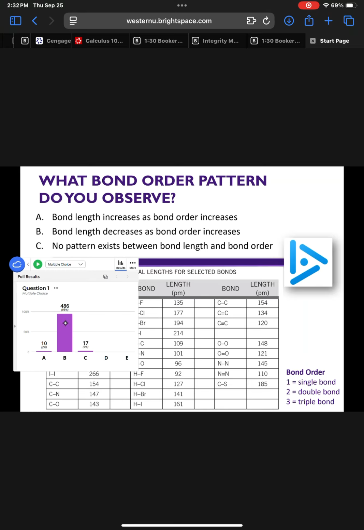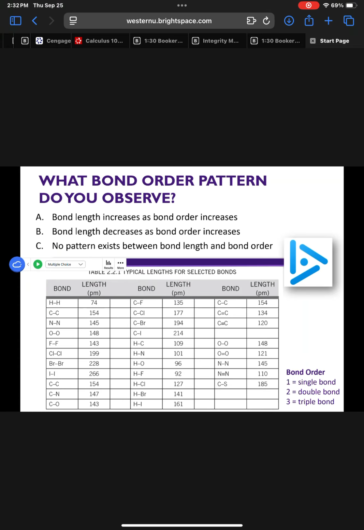Okay, most people went for B. Excellent. Part of this question was having you identify the pattern. Part of this question was also having you interpret these answers. So the way that they're phrased, sometimes it says decreasing, sometimes it says increasing. As this increases, this decreases. Paying attention to the phrasing is also going to help you here. Okay, so well done. Bond length decreases as bond order increases.